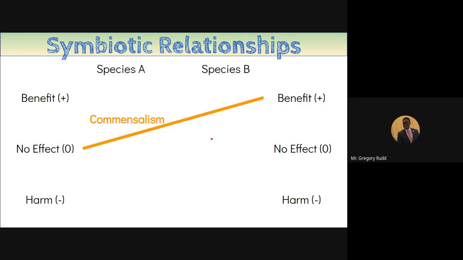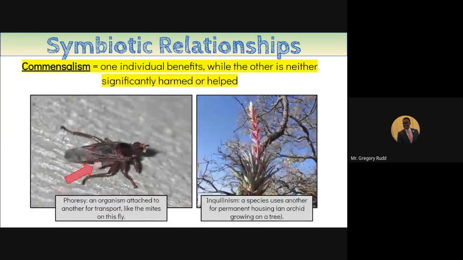Commensalism is when one species benefits and the other species has neither a positive nor negative impact. It's neither significantly harmed nor helped. So there are different types of commensalism as well. On the left, we have what's called phoresy. And phoresy is when one animal is attached to another exclusively for transport purposes.